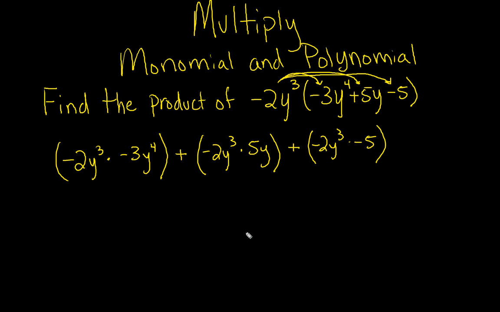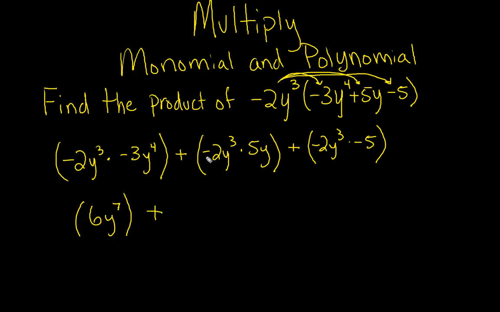Next, we're going to just carry out our multiplication. The way we do this is we multiply the coefficients by each other, just like we would normally multiply integers. Then we will multiply the variables by each other and add our exponents together. So for this first one, negative 2 times negative 3 gives us a positive 6. And the y, we have 3 and 4. We add those together. It gives us 7. So it's 6y to the 7th power.